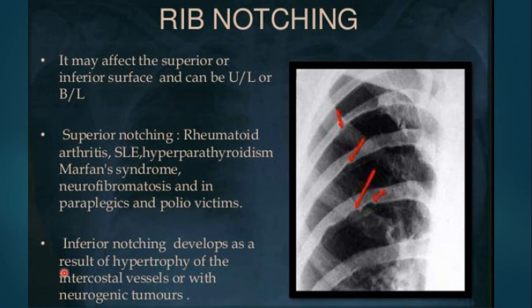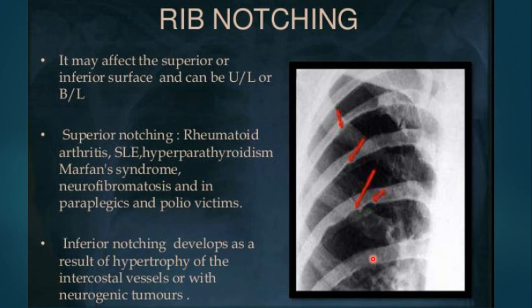What are the causes of inferior rib notching? Like here, we have inferior rib notching here and here and here. Usually it is a result of hypertrophy of the intercostal vessels. What is the most common cause of hypertrophy of intercostal vessels, intercostal arteries? The most common cause is what? Good, it's coarctation of the aorta. Coarctation of the aorta. Also, we might see inferior rib notching in cases of neurogenic tumors.